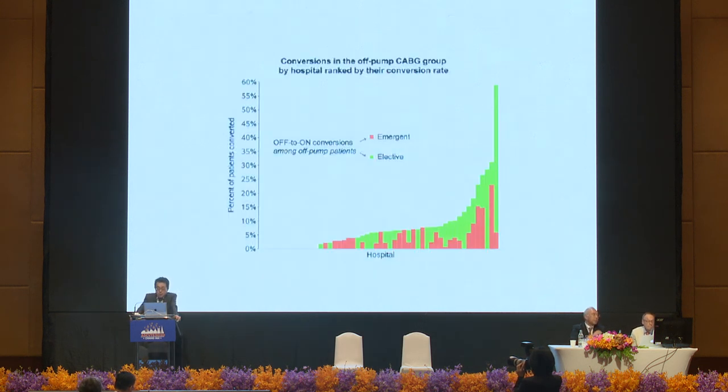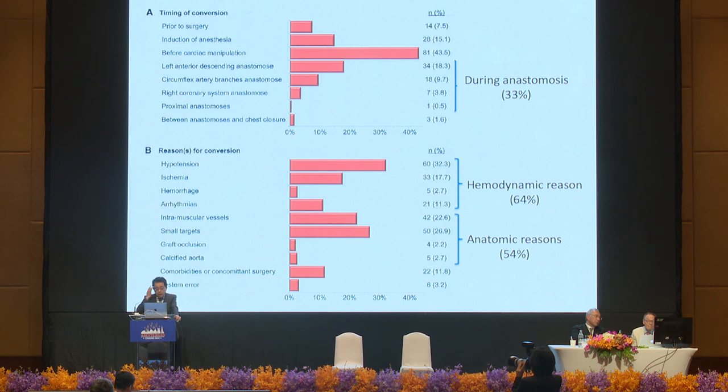And in their study, conversion rate varied from 0 to 60%, very much varied among hospitals and surgical teams. And there is a timing of conversion and reason of conversion. 33% of conversions occurred during anastomosis, probably in emergent fashion. 64% of conversions had hemodynamic reasons such as hypotension, ischemia, hemorrhage, or arrhythmia.